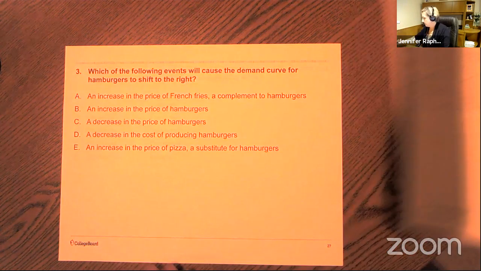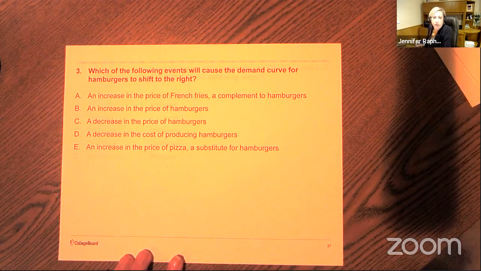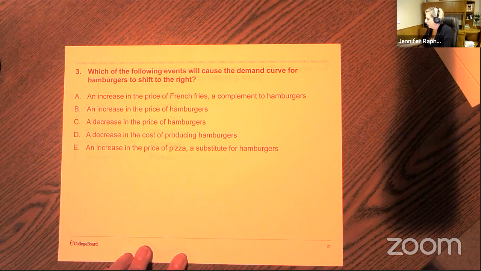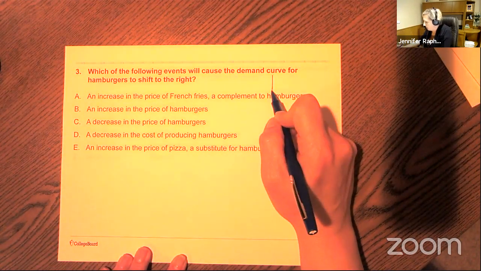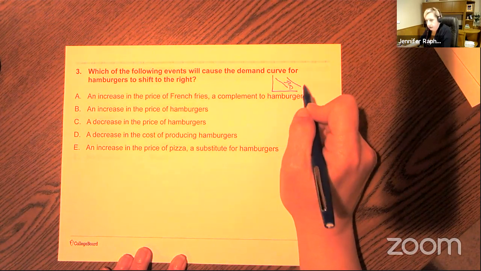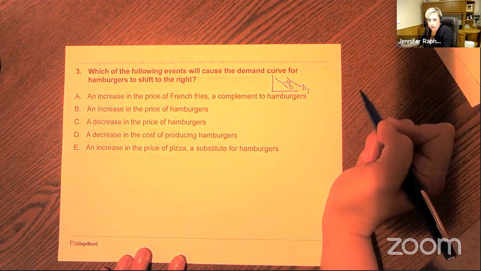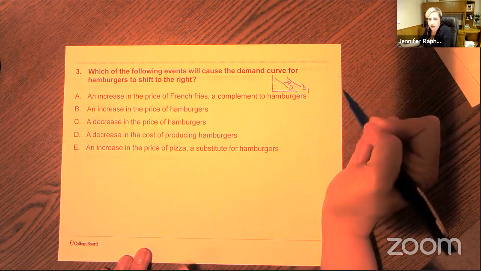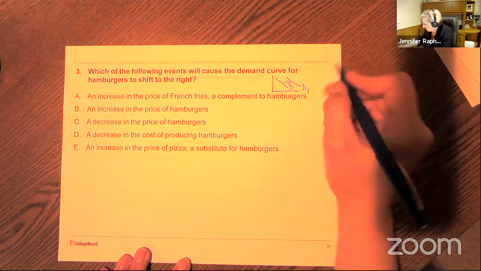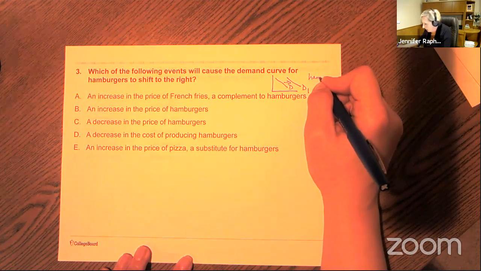All right, so let's go on to another one. Which of the following events will cause the demand curve for hamburgers to shift to the right? Well, if we are shifting the demand for hamburgers to the right, that's what we're looking for. We're looking for an increase in demand. So which of these things is going to cause demand for hamburgers to increase?